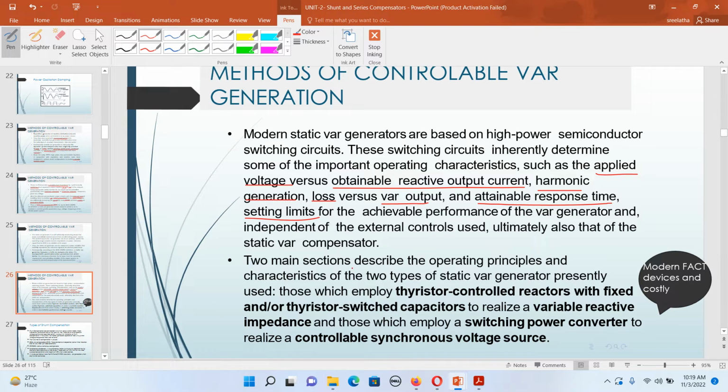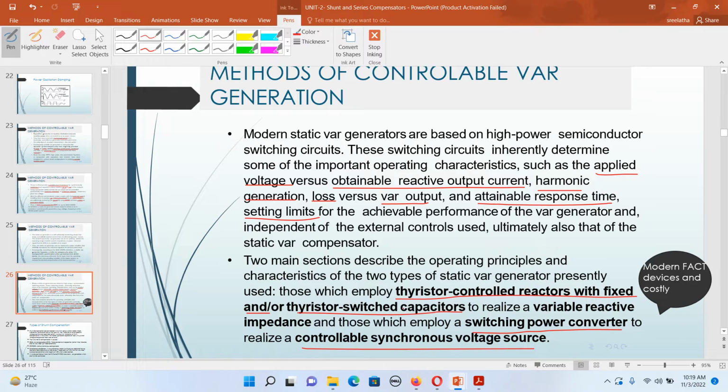The two main sections describe the operating principles and characteristics of two types of static var generator presently used. Those are which employ static thyristor controlled reactors with fixed and thyristor switched capacitors to realize variable impedance, and they also employ switching power converters to control synchronous generator voltage.